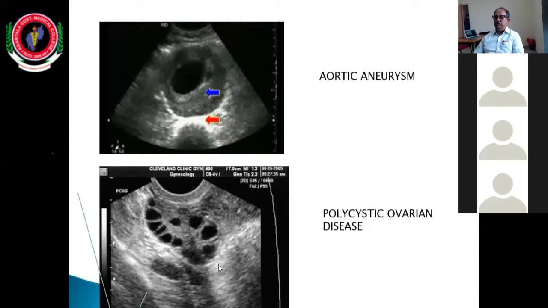This is the image of the ovary, in which you can see multiple small cystic lesions arranged peripherally in the ovary, suggestive of polycystic ovarian disease.